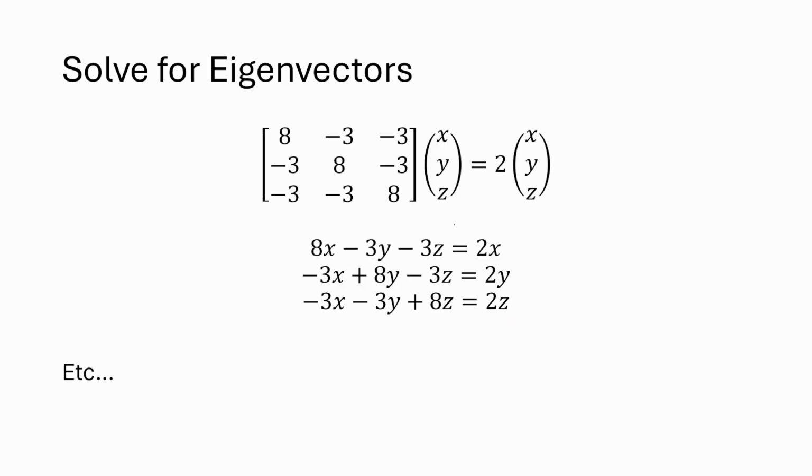We have our initial matrix. I'm looking at the lambda equals 2 eigenvalue here. And so matrix times vector equals eigenvalue times vector. You write your equations. There's three of them. You're going to solve them. You're going to have to choose one value because there's infinitely many solutions. And so you choose like x equals 1, for example, and then go from there.